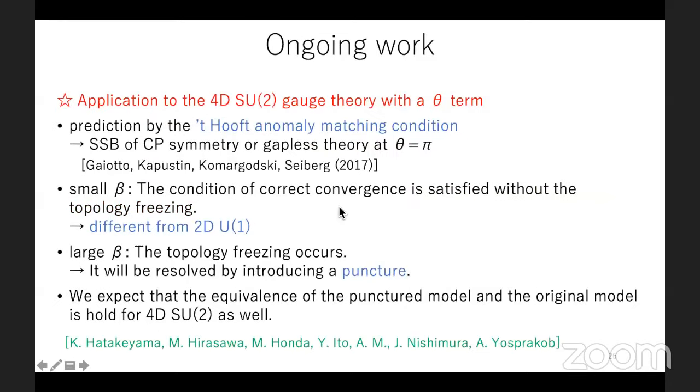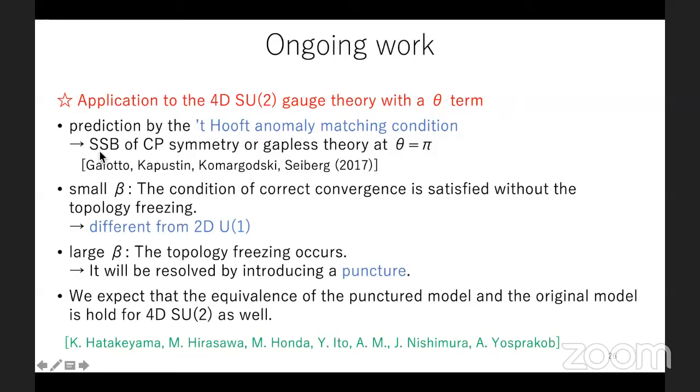And I will explain the future work, the ongoing work. So we are now trying to apply our method to the four-dimensional SU(2) gauge theory with a theta term. Actually, there is an interesting prediction by 't Hooft anomaly matching condition. So at theta equal pi, at this point a phase transition happens. But in this phase, we don't know. There are two possibilities.